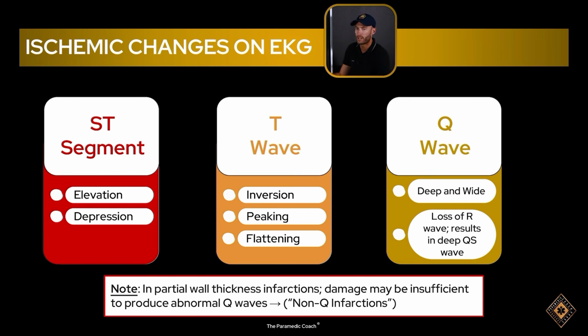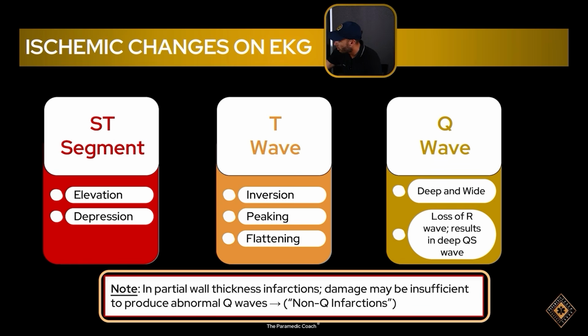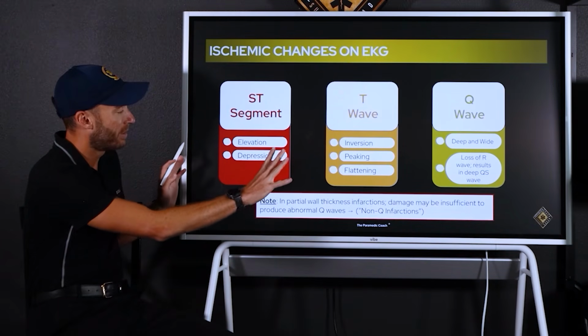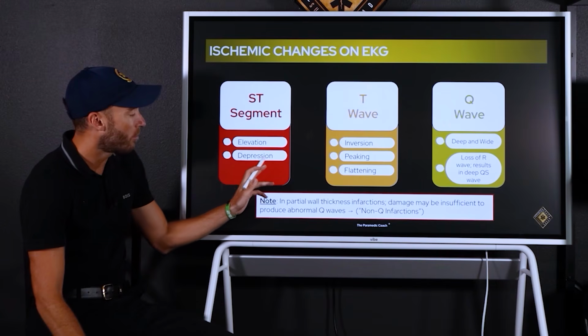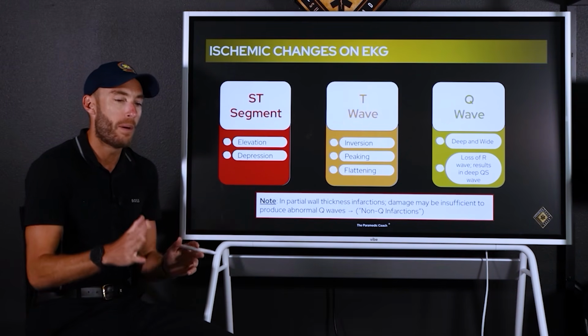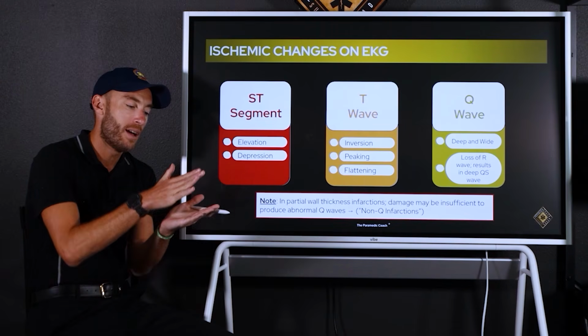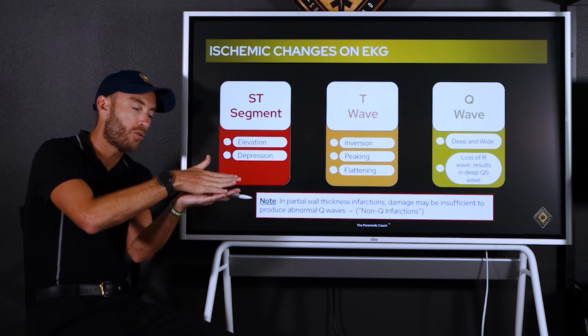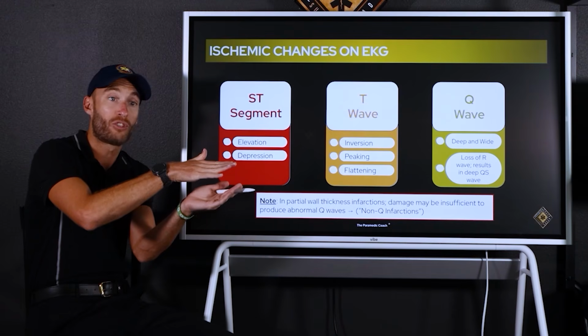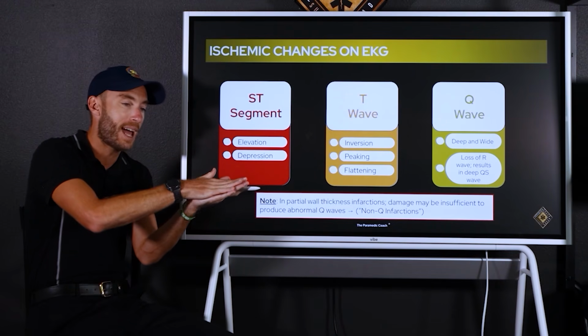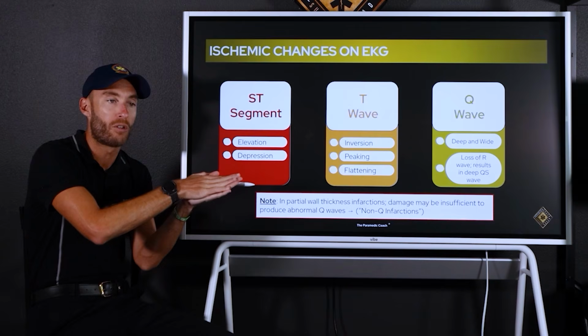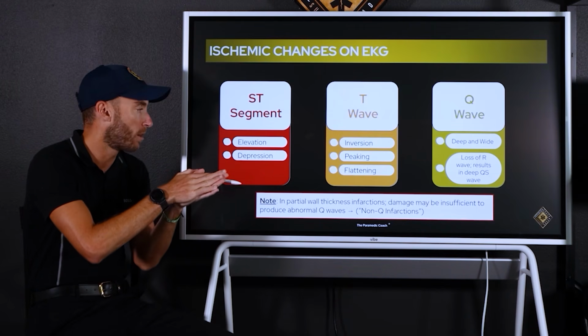Okay? Now I want to read this to you, then we're going to talk about some of these things. In partial wall thickness infarctions, damage may be insufficient to produce abnormal Q waves. These are called non-Q infarctions. A little pearl. I wanted to touch on some of this stuff. Folks, if I see widespread ST depression, my heart, there is ischemia. The artery, I think about it like it's being choked. When I have the full elevation, like a full STEMI, like a full MI, then I have a blockage where literally my heart is not receiving any more oxygen, okay?